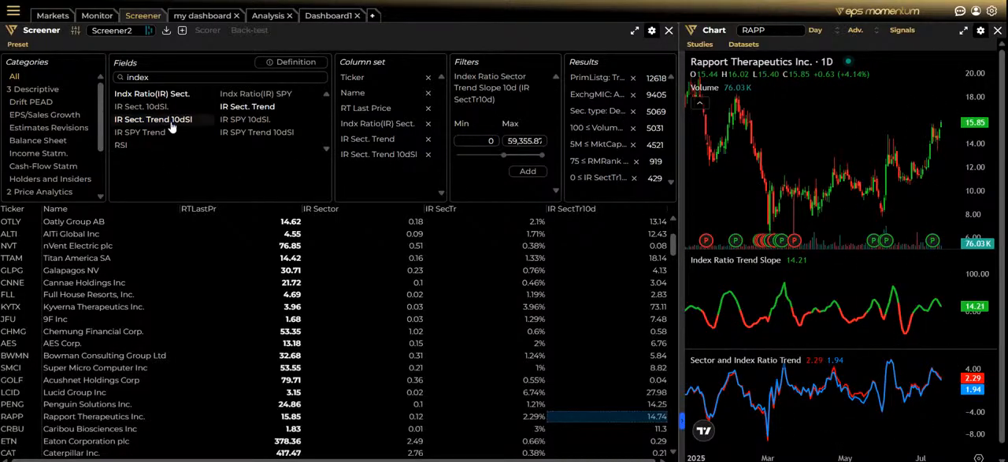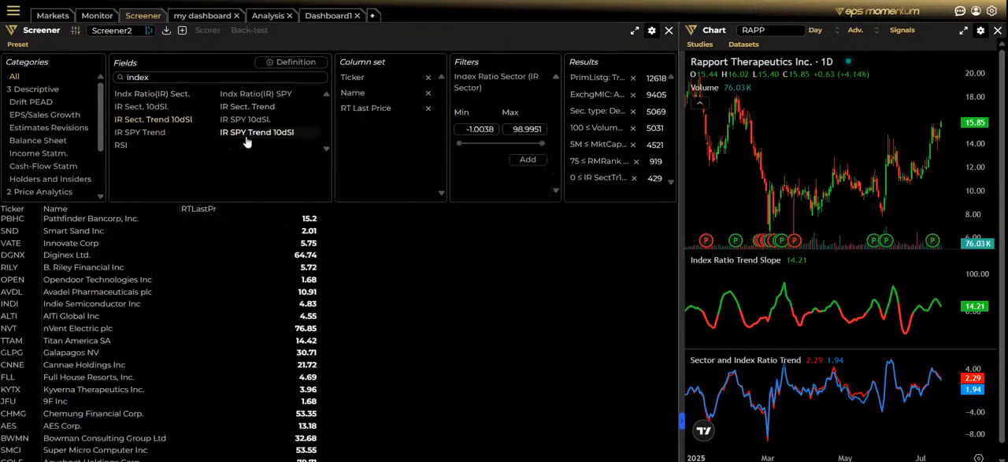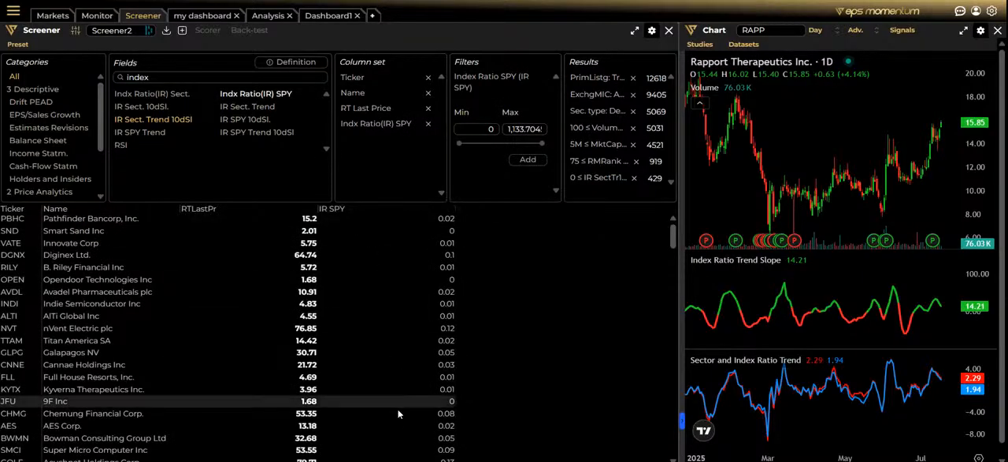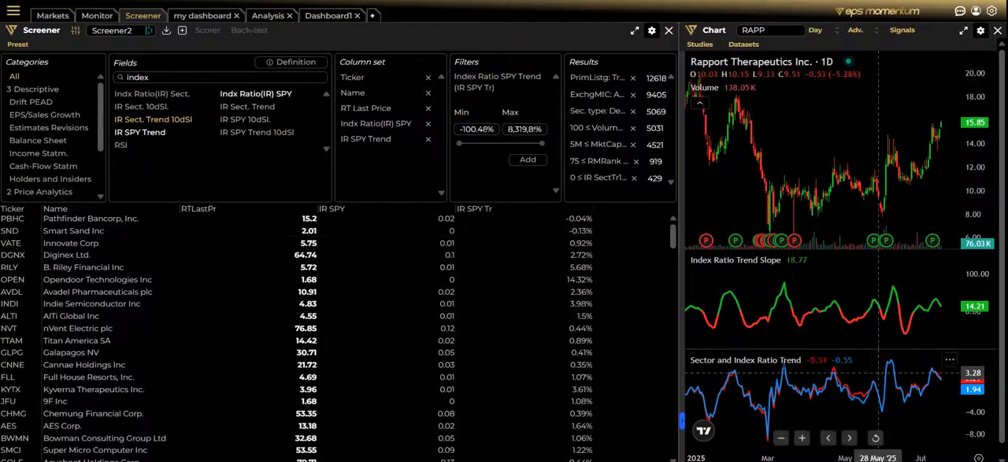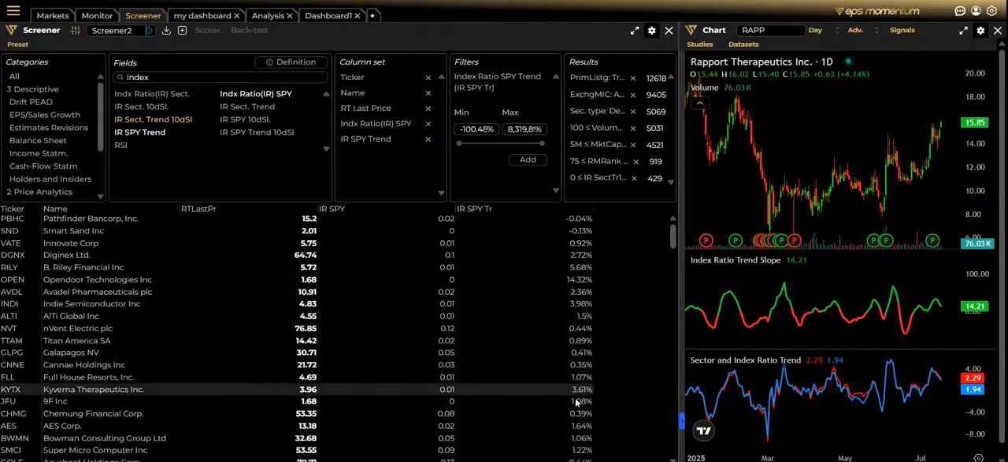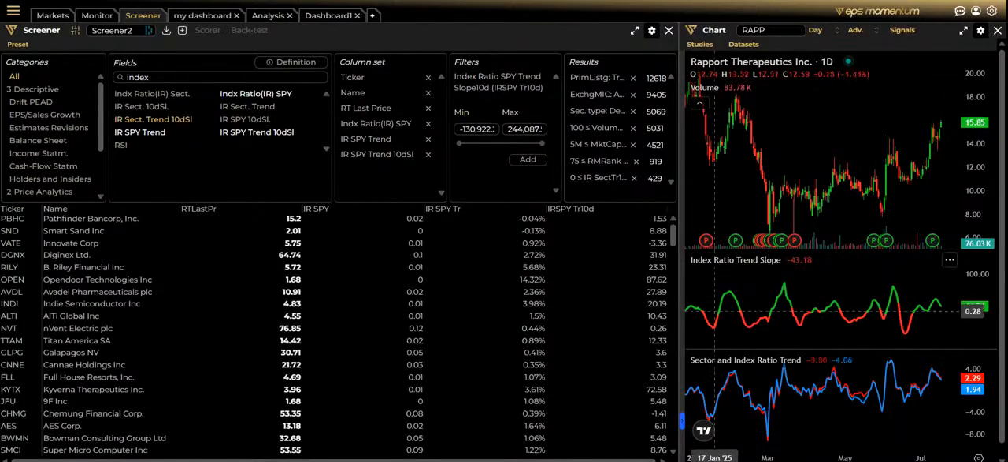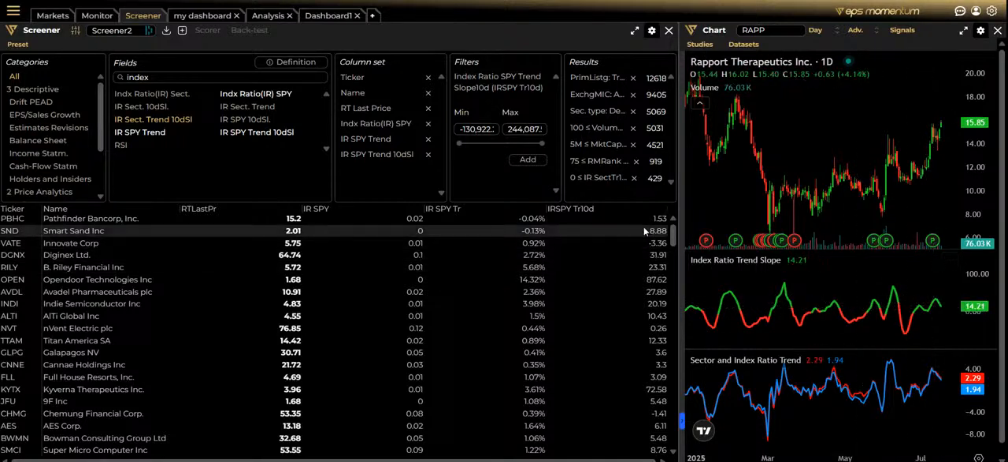You can do the same for the S&P. You remove those columns and you pick the S&P. First you take the ratio to SPY, to the S&P. Again, hard to read. And then you take the same thing with the trend. That's what you have here in blue. So you have the trend in percent, and then the actual slope, the index ratio trend, which you have here. Actually, that was on the sector, that was the index SPY trend.